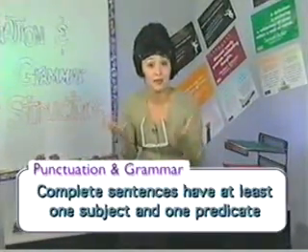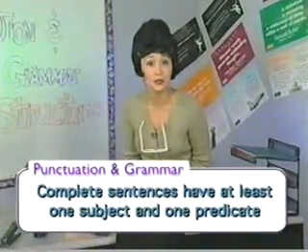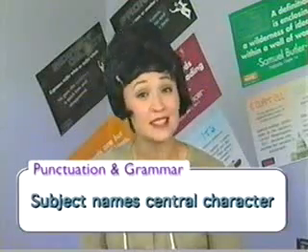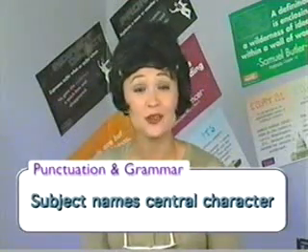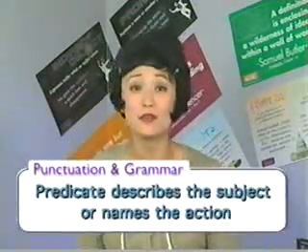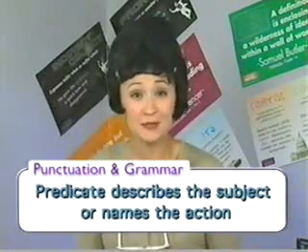Sentences can contain many different parts, but in order to be complete, they must have at least one subject and one predicate. The subject consists of a noun that names the central character, the person, place, or thing. The predicate includes a verb which either describes the subject or names the action. The predicate also includes most modifiers and any direct or indirect object, which are persons, places, or things that are acted upon. Well, that seems easy enough, but do you realize we have 5 combinations for simple sentences?